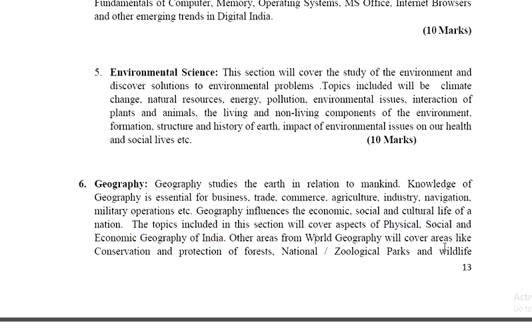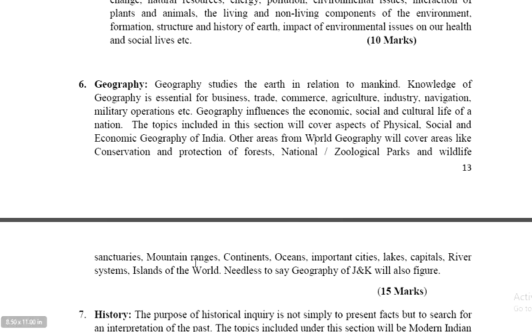Other areas from world geography will cover areas like conservation and protection of forests, national zoological parks, and wildlife sanctuaries, and mountain ranges, continents, oceans, important cities, lakes, capitals, rivers, river systems. Okay, islands of the world. Needless to say, geography of Jammu and Kashmir will also figure. Okay, this is important. Geography of Jammu and Kashmir will also figure, because this is a state-based exam, and more questions will be asked from Jammu and Kashmir geography.